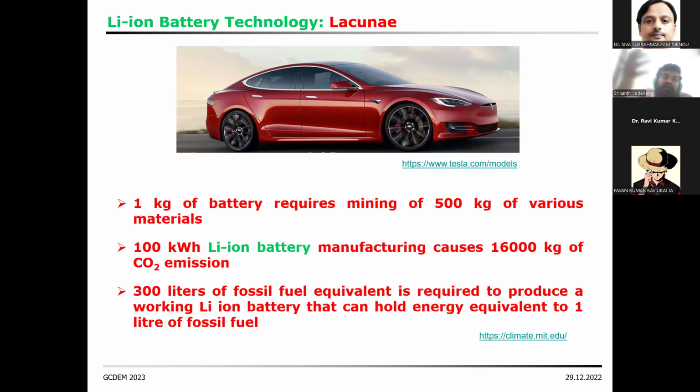Some of you might know this high-end Tesla model, which runs on a 100 kilowatt hour lithium-ion battery pack. A lithium-ion battery pack will have lithium, the cathode material, the anode material, and the stack. So many materials are involved. I've listed them in the next slide. You will see that.